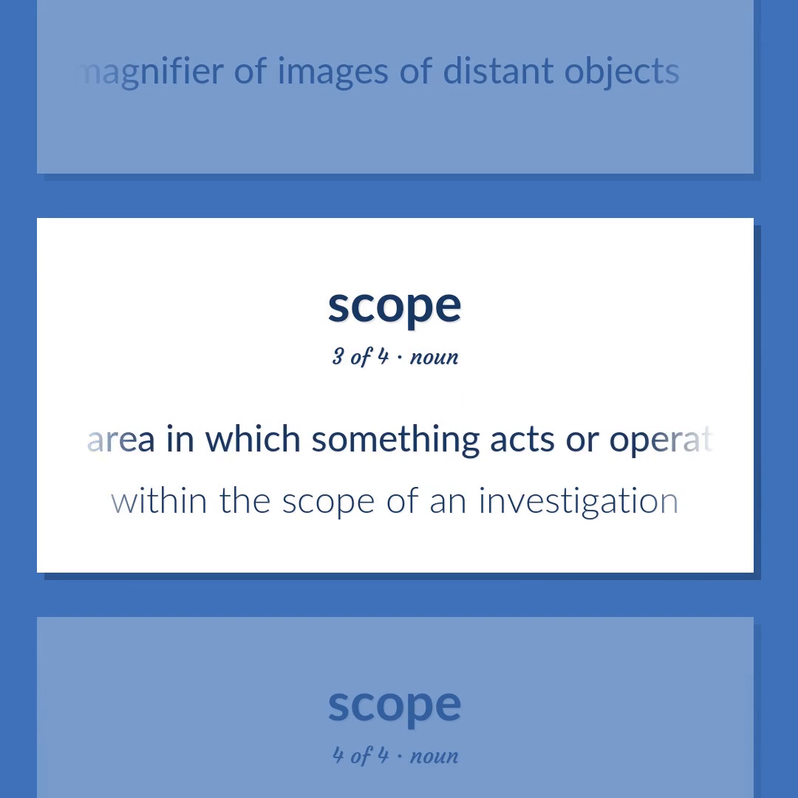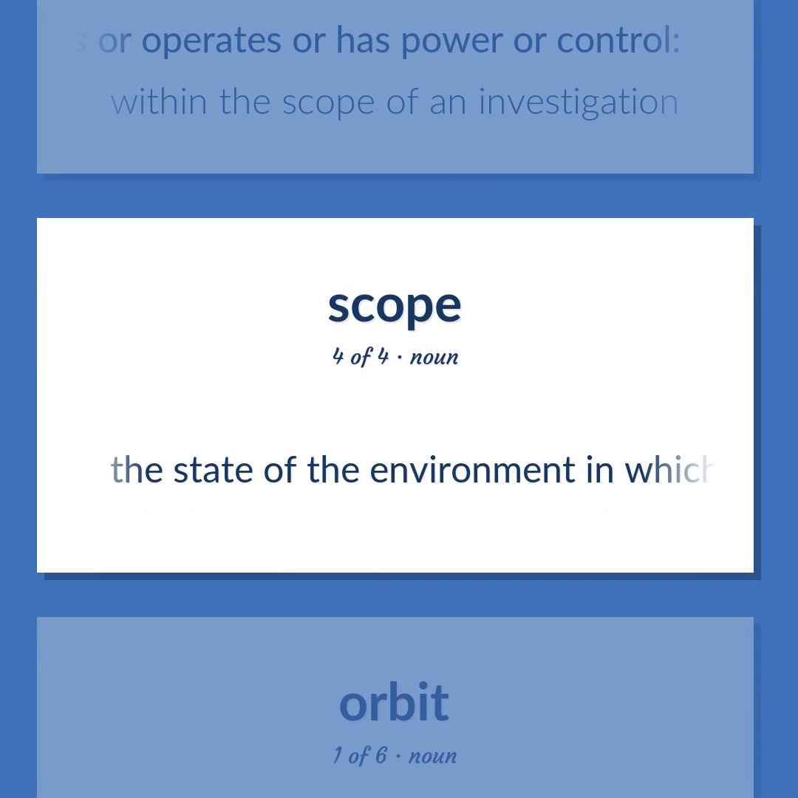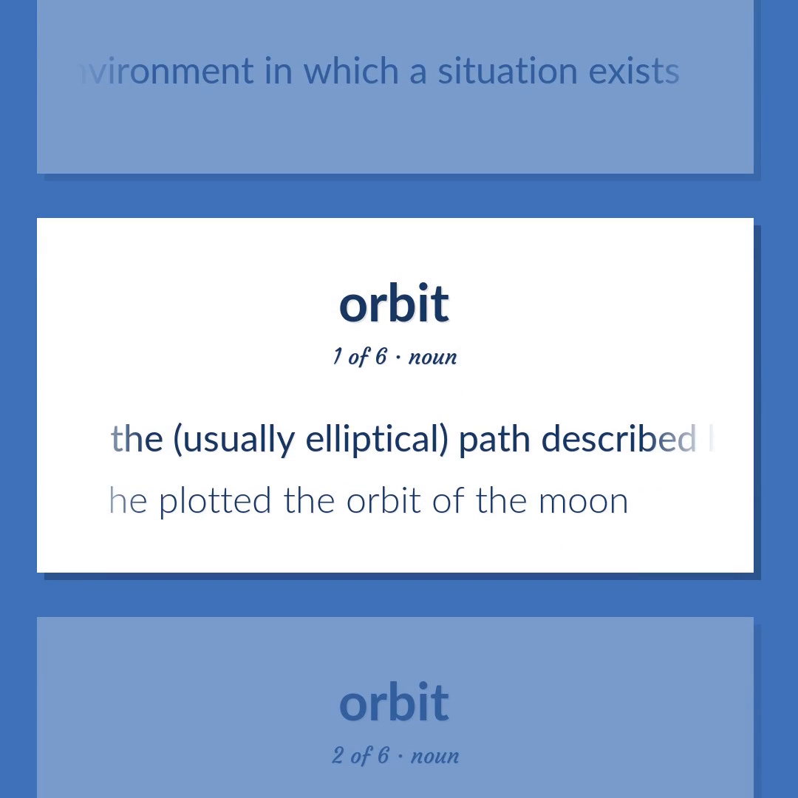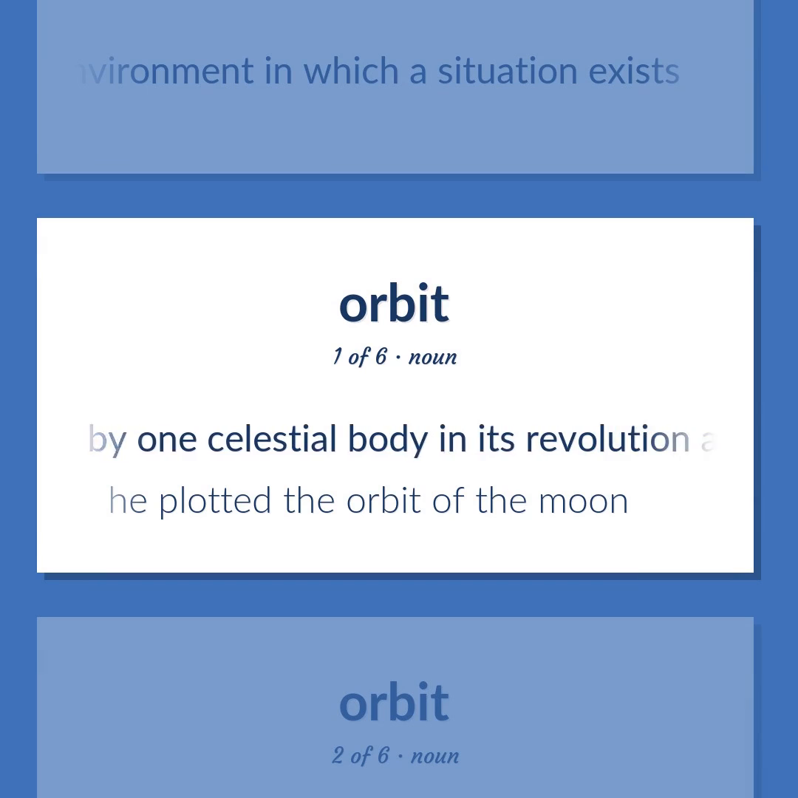An area in which something acts or operates or has power or control. Within the scope of an investigation. The state of the environment in which a situation exists. The, usually elliptical, path described by one celestial body in its revolution about another. He plotted the orbit of the moon.